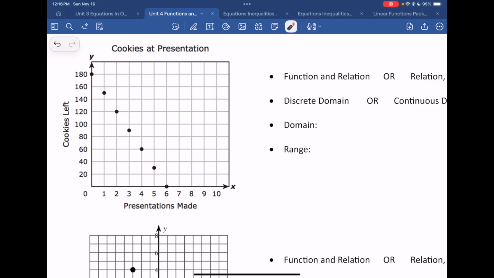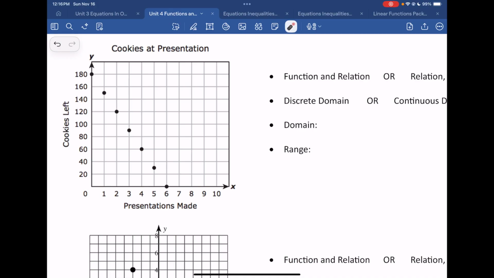Now, you'll notice that the points are disconnected. When the points are disconnected, that means that the domain of the function, and it is a function, we'll talk about that in a second, is discrete, disconnected. So this makes sense in the context of the problem because the person is only giving out a certain number of cookies once for each presentation. The cookies are not being continuously distributed in between the presentations. It's only once per presentation. So the points would be disconnected.